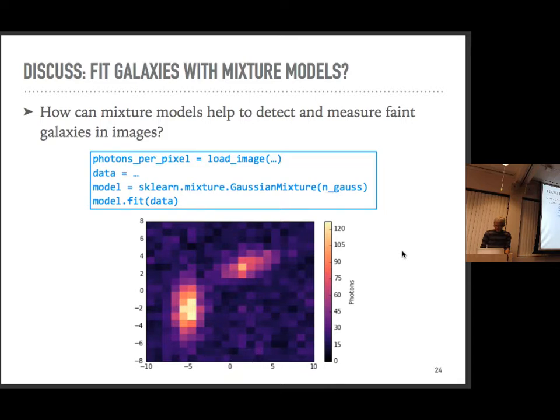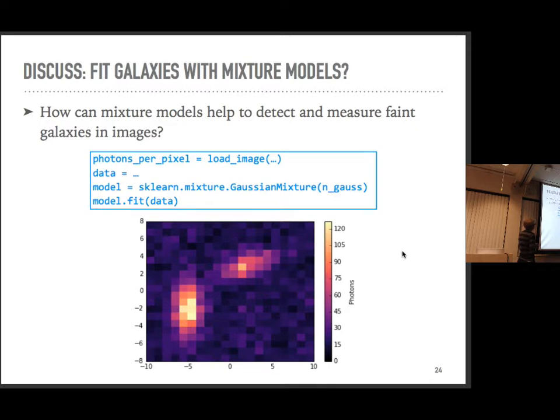Okay, so just one last exercise, this is just something I want you to discuss. This is a problem that I've been working on recently, and that is: how can mixture models help to detect and measure faint galaxies in an image? Okay, so here's an image, a little cutout from an LSST image, and there's two sort of blobby, Gaussian-ish objects. So how can you use what we've talked about in this lecture to find and measure the properties of those galaxies?